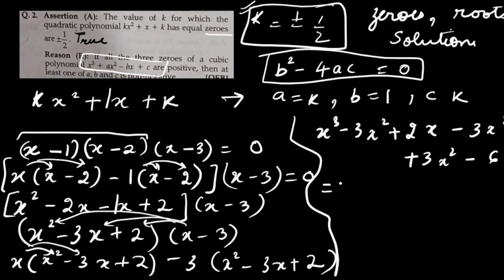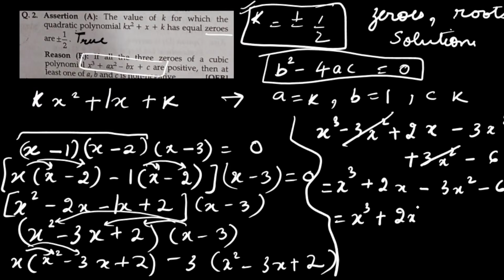So let's simplify this. So x cube, see this 3x and this 3x will get cancelled. So I am left with plus 2x minus 3x square minus 6. So I'll just rewrite in this form. x cube minus 3x square plus 2x minus 6. So this is the required cubic polynomial we have got now.